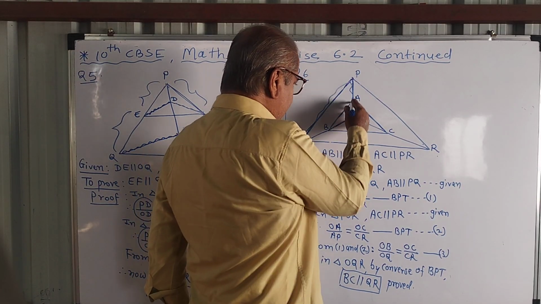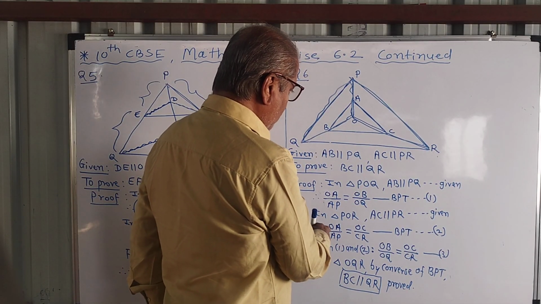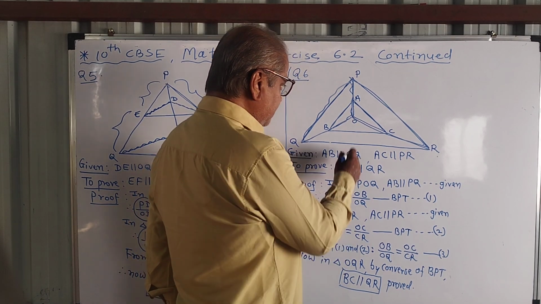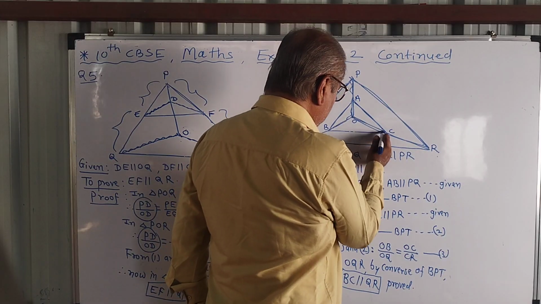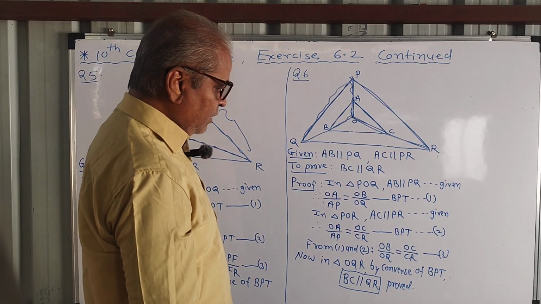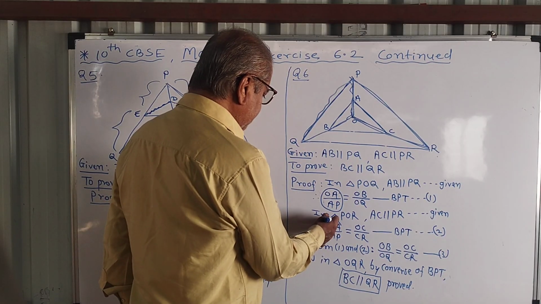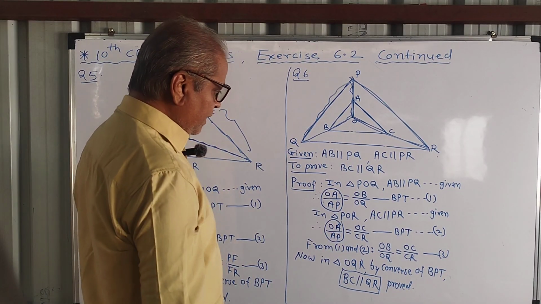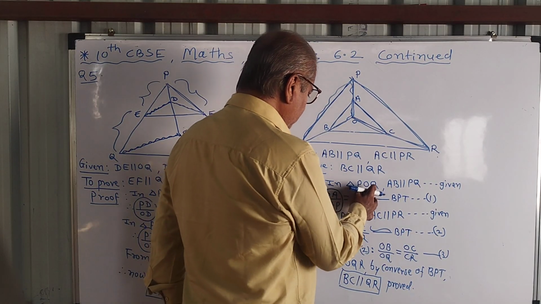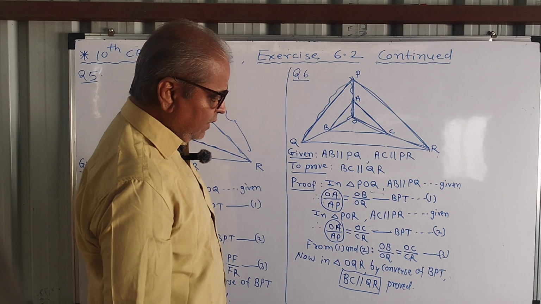Same thing in triangle POR. So mention that in triangle POR, OA upon AP is equal to OC upon CR. This is again by BPT. Statement number 2. Now look at statement number 1 and 2. The LHS of statement number 1 is OA upon AP. The LHS of statement number 2 is OA upon AP. That means the RHS has to be equal. Therefore, from 1 and 2 I can write OB upon BQ is equal to OC upon CR.